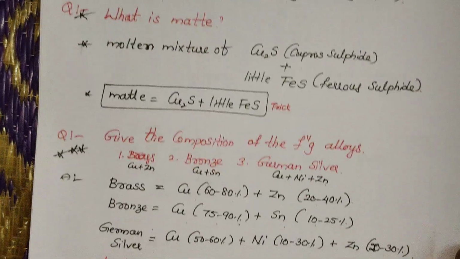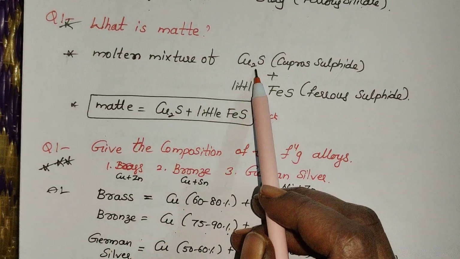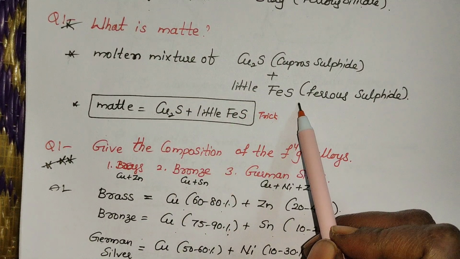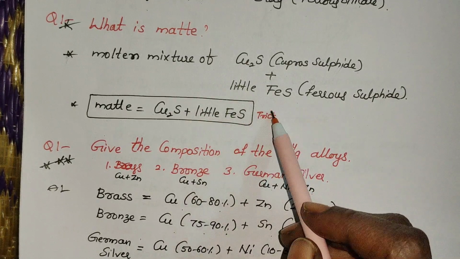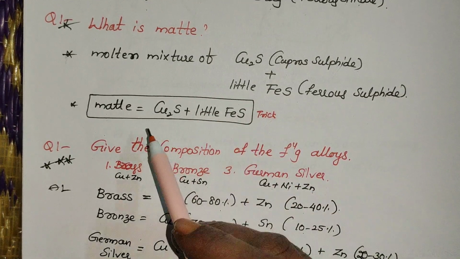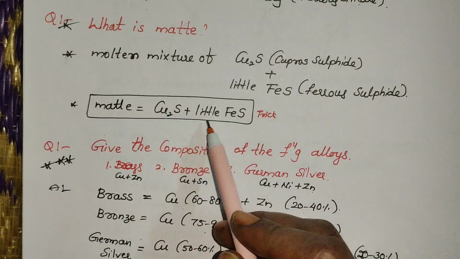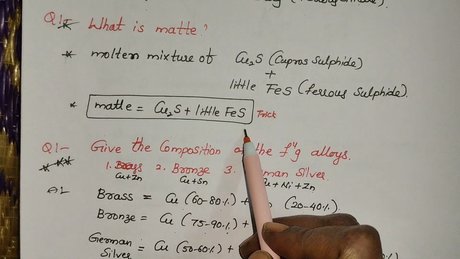What is it? Slag. Next, what is matte? Matte is a molten mixture of copper sulfide and a little amount of ferrous sulfide. We learn this in blister copper, right? In blister copper also we are using matte. Matte means copper sulfide and a little amount of iron sulfide mixture. It is known as matte.